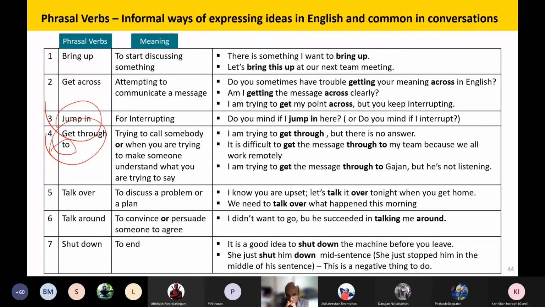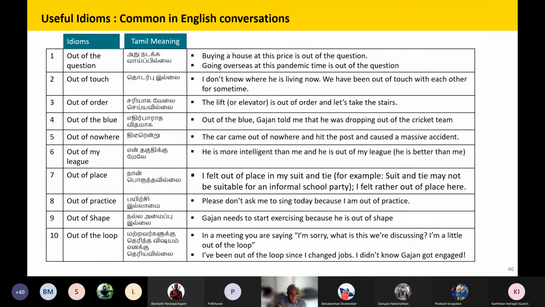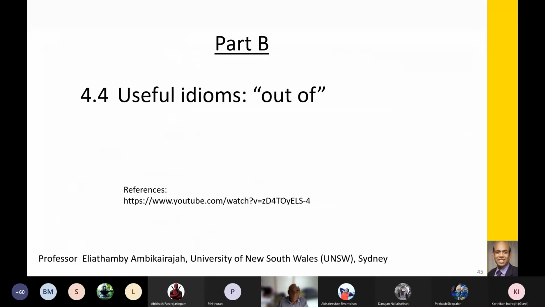Yes, sir. You have not done this at school, but I've given you examples, and you should start to use these in your conversation. It takes some time, but start to use them. So I'm going to show you one more set for you. This one is out of. It's a useful idiom. A lot of places you can use out of.